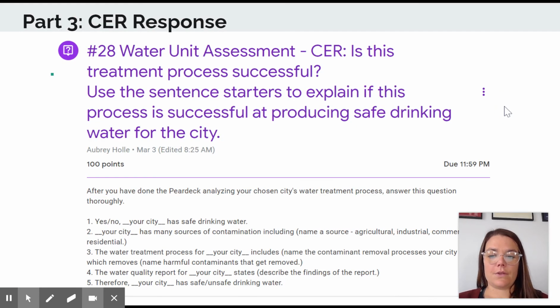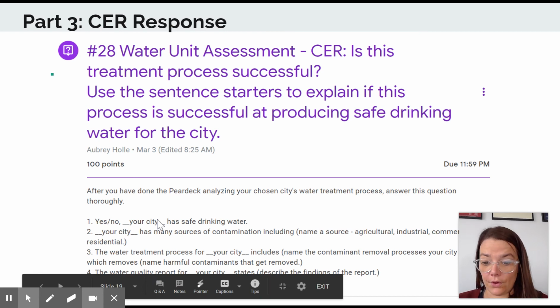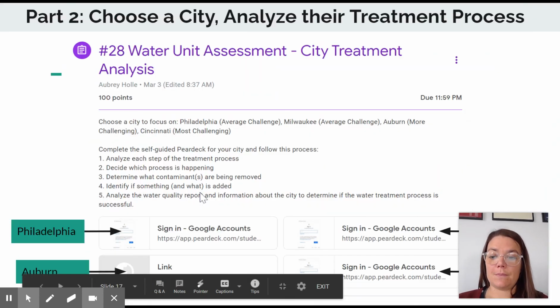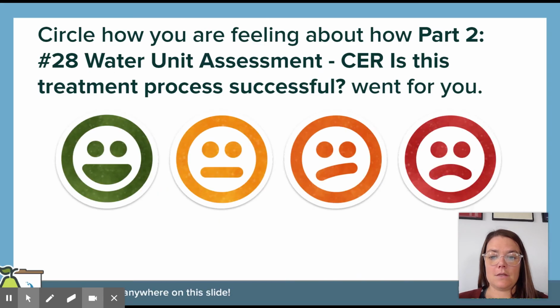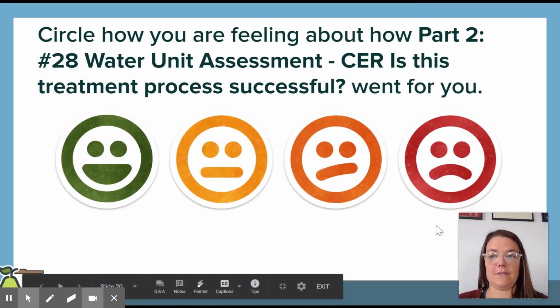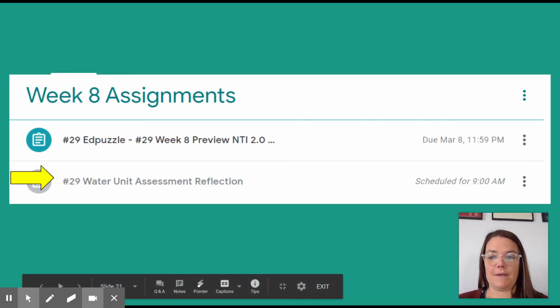Cool. All right. So the third part of this then was to combine those 2 pieces into the CER. So you were analyzing not Louisville, but the city that you chose back here: Philadelphia, Milwaukee, Auburn, or Cincinnati. You're filling in anywhere that it says your city with the city that you chose, and then using information from the analysis to finish out these 5 sentences and answering the question: is the treatment process successful? Okay. So how did we feel about this section of the test? All right.